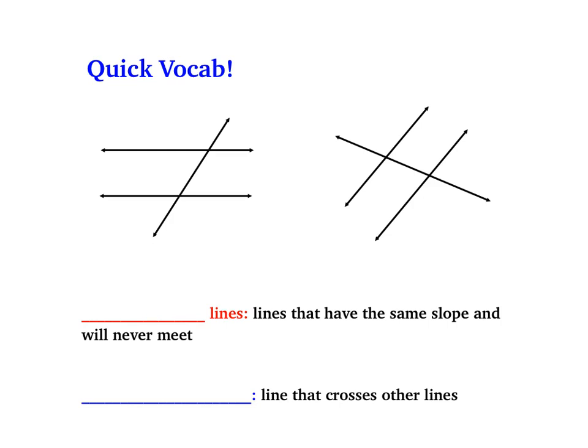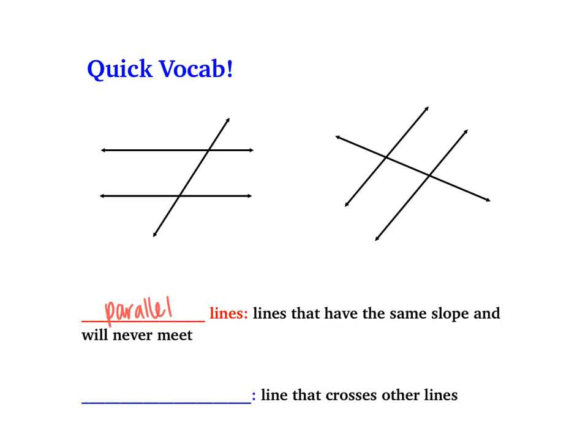So let's go over some quick vocab that you'll hear me using in this video. The first would be parallel lines. I think you all visually know what those look like, but they're lines that have the same slope and would never ever meet. So in each of these diagrams, you're going to have one pair of parallel lines.